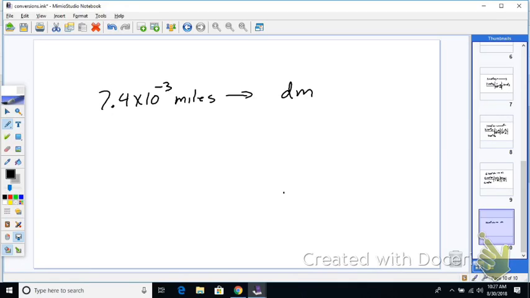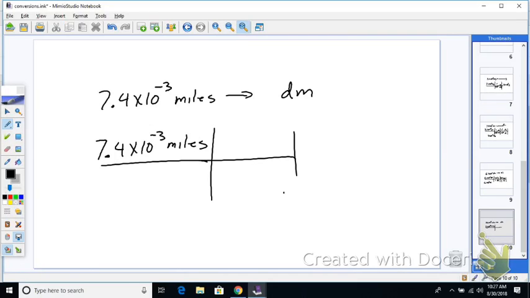Okay? So, I don't care which side you use, you just have to make sure you know how to use it. So I'm going to go 7.4 times 10 to the minus 3rd miles. We've got to go miles down here. So what's a good conversion to go to? Is there a kilometer one? Okay, so that one's going to be a good one. So I'm going to put kilometers here.